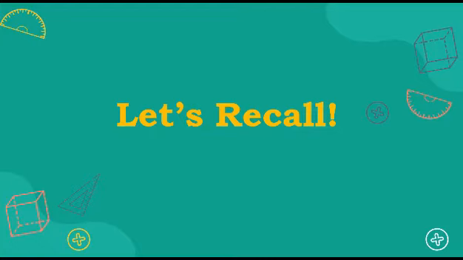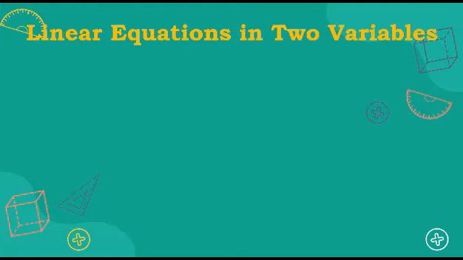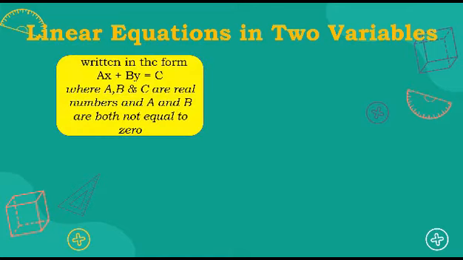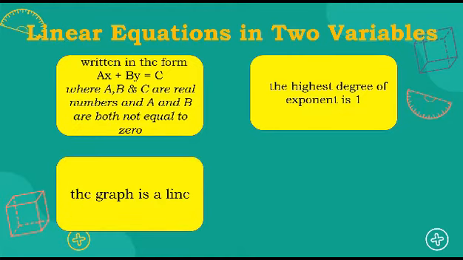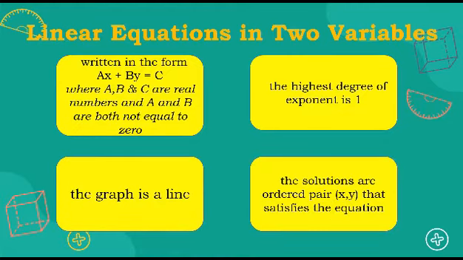Let's recall what we have learned in the previous lesson. In the previous lesson, we learned about linear equations in two variables. It is written in the form ax plus by equals c, where a, b, and c are real numbers and a and b are both not equal to 0. The highest degree of exponent is 1. The graph is a line, and the solutions are ordered pairs (x, y) that satisfy the equation.